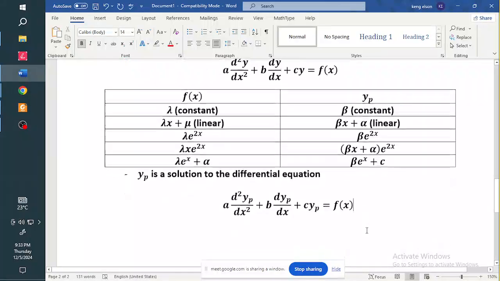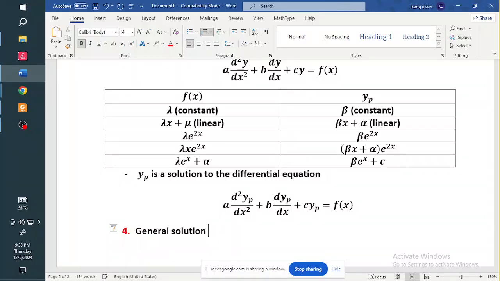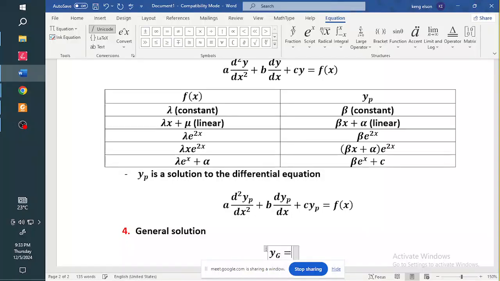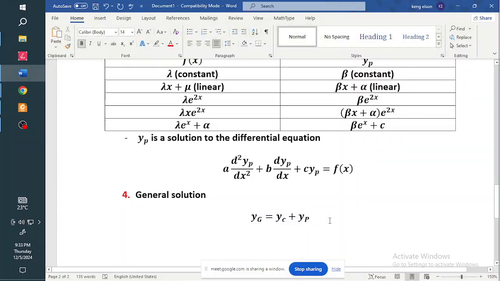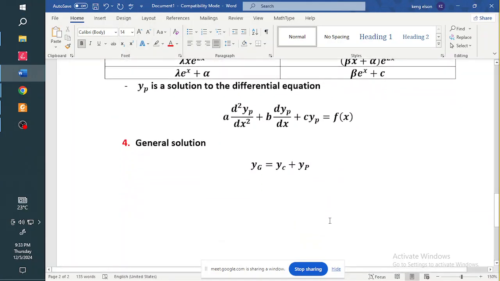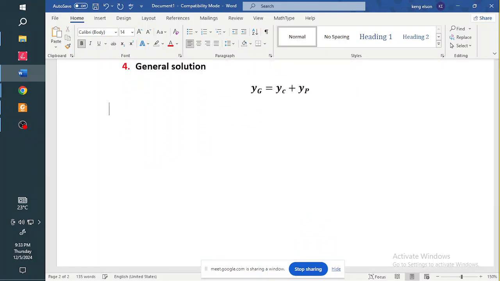Okay, the last thing now is what we call the general solution. After this, I'll take two examples and we solve in the two different cases. So the general solution is yg. It is just equal to the sum of the complementary function and a particular integral. So you need to take your complementary function and add it to your particular integral, then you get your general solution. So that's basically the history about second order differential equations. Let's take some examples and solve.